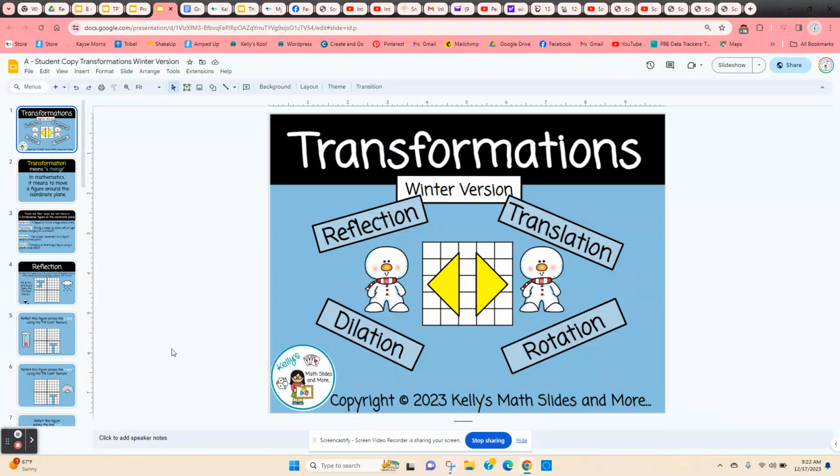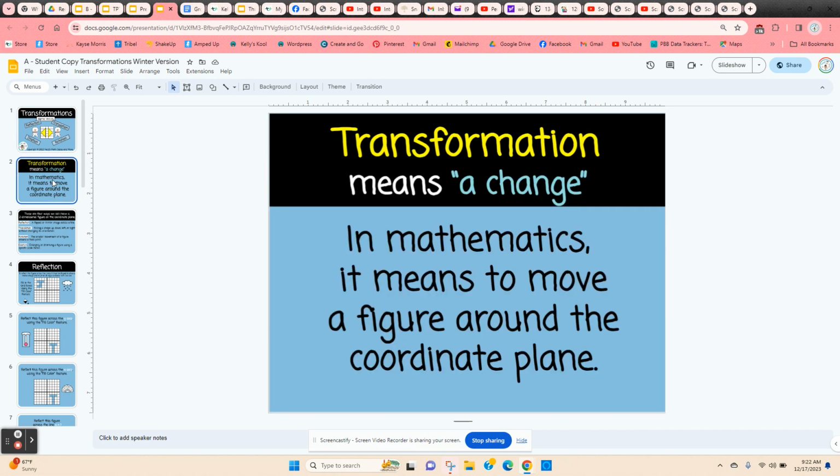Geometric transformations. This is a digital lesson, and this is the winter version. This covers the transformations of reflection, dilation, translation, and rotation around the origin. So this is a lot of fun for the students. It starts with a definition of what transformation means and what it means in mathematics.